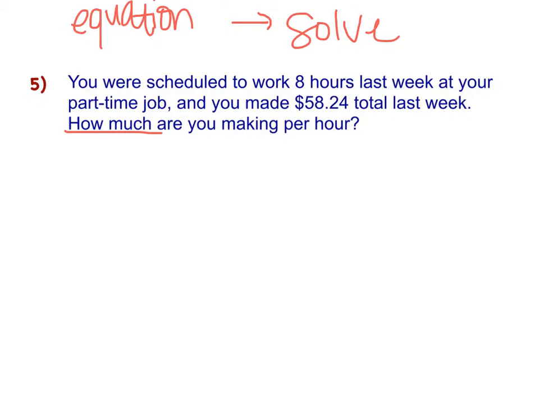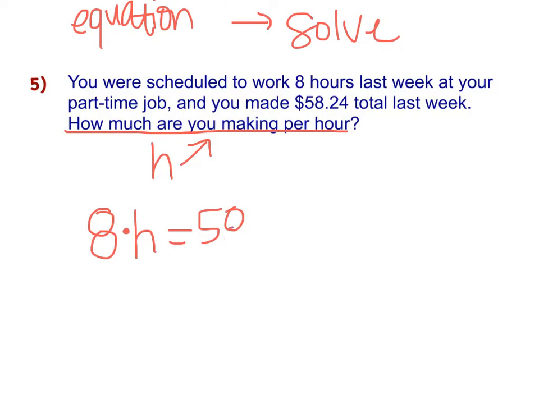So the question clues me in on what my variable needs to be. So per hour, I can use h as my variable. So if I work 8 hours last week, I can do 8 times the amount that I make per hour, and that needs to equal $58.24. So that's my equation.